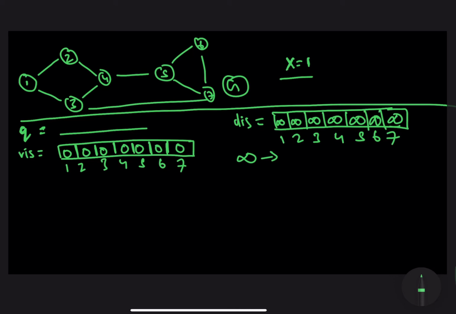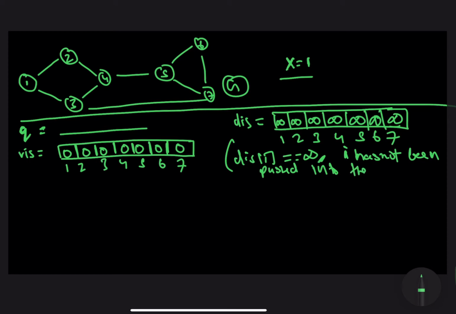So if dis of i is equal to infinity, it just means that i has not been pushed into the queue. Basically, if by the end of the BFS algorithm dis of i is still equal to infinity, it would mean that that particular node was unreachable from the starting point x.